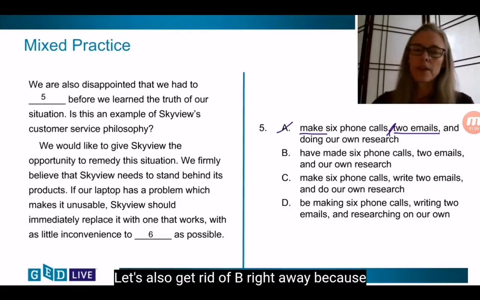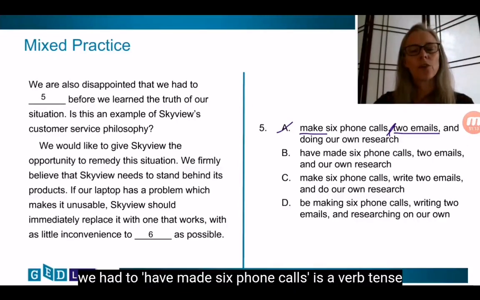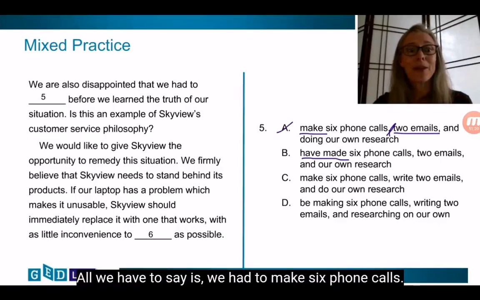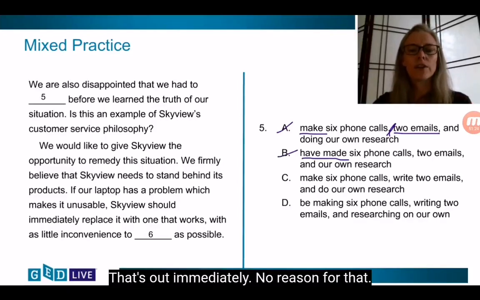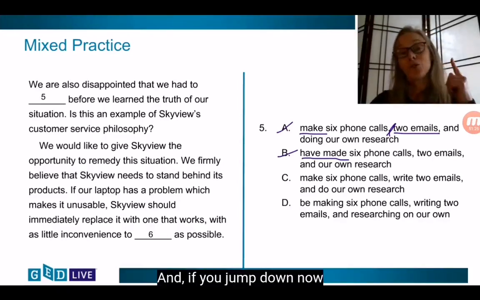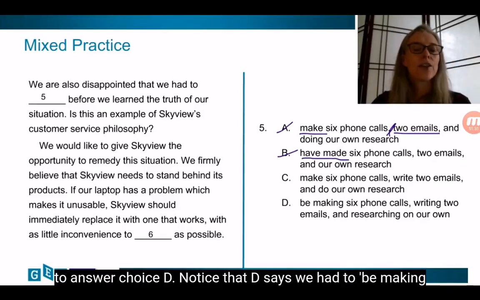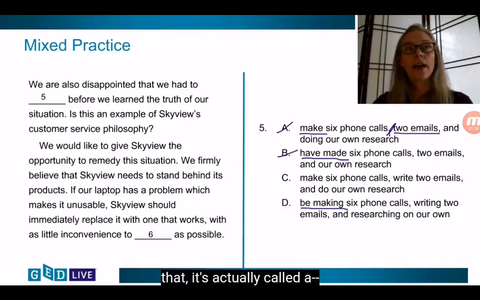Let's also get rid of B right away, because we had to have made 6 phone calls is a verb tense that is way more complicated than it needs to be, right? All we have to say is we had to make 6 phone calls. That's out immediately. No reason for that. And if you jump down now to answer choice D, notice that D says we had to be making 6 phone calls, which again, there's no reason for that.